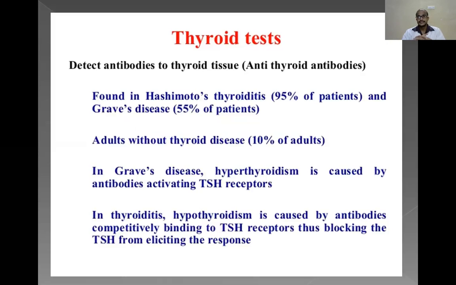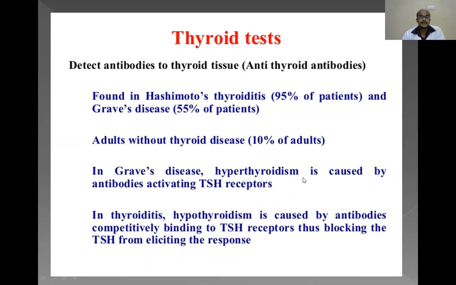And antibodies. So apart from this, we detect antibodies to thyroid tissues, some due to some genetic defect. Sometimes autoantibodies can be produced which destroy the thyroid gland inside the body. Okay, within the body these antibodies are formed and the thyroid gland is destroyed. So they are found in Hashimoto's thyroiditis and Graves' disease. Okay, and in adults without thyroid disease, 10% of them.